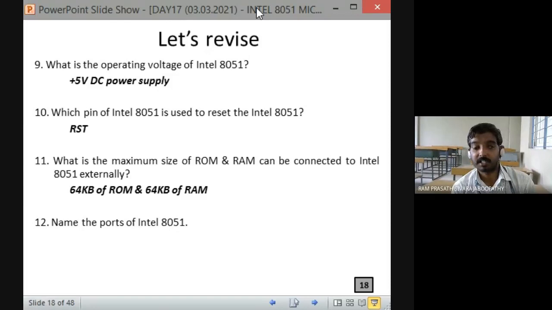Name the ports of Intel 8051. Yes, P0, P1, P2, P3.